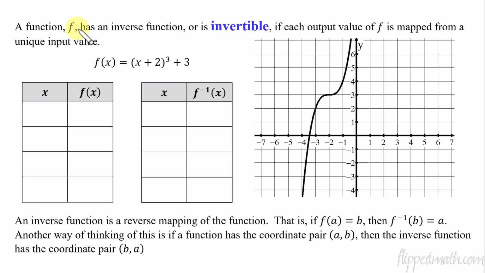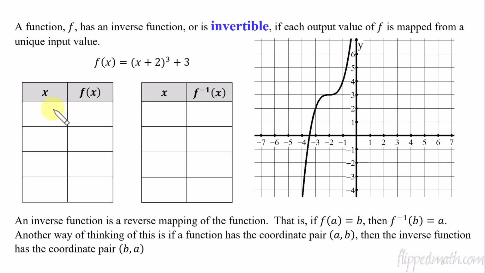A function f has an inverse function, or in other words, it is invertible. We say a function's invertible if we can find the inverse function. That only happens if every output value is mapped from a unique input, if every y value is mapped from a unique x value. That is a little confusing. Let me come back to that. I will come back and explain a quick and easy way to know if it's invertible or not.